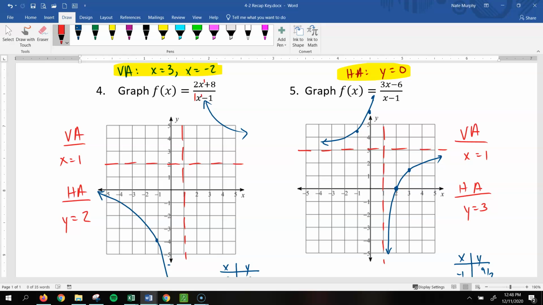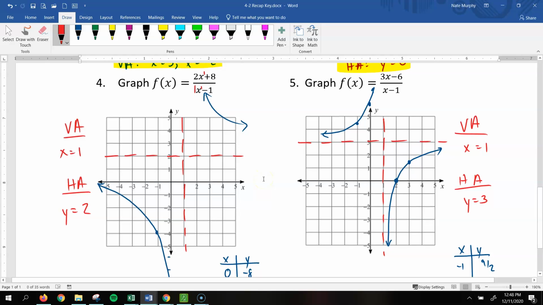Now, how do we get the actual graph? There's a couple ways we could do that. One way would be by creating a table. As far as what values to pick for x, I'm going to pick values for x that are close to that vertical asymptote. So I'm going to use 0 and negative 1. That'll give me a graph in that quadrant. And then I would use 2 and 3. That'll give me a graph.